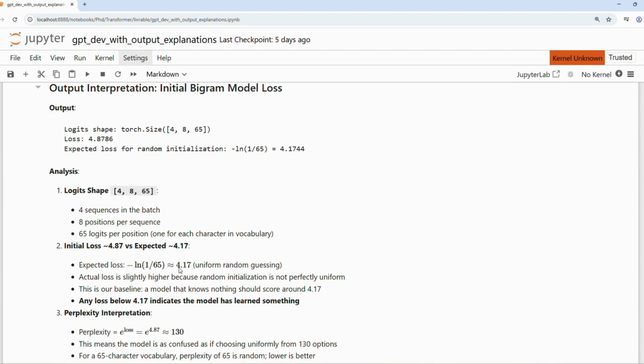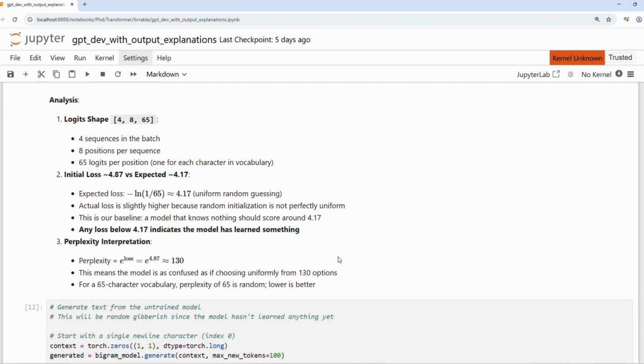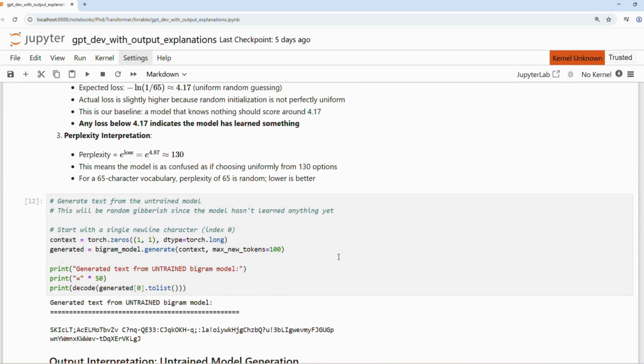Now for a randomly initialized model with a vocabulary of 65, the expected loss under a uniform distribution would be the negative log of 1 over 65, which equals about 4.17. Our initial loss being slightly higher than this is expected. The random weights don't produce a perfectly uniform distribution yet. This is a good sanity check.